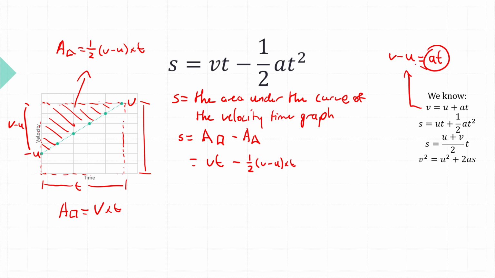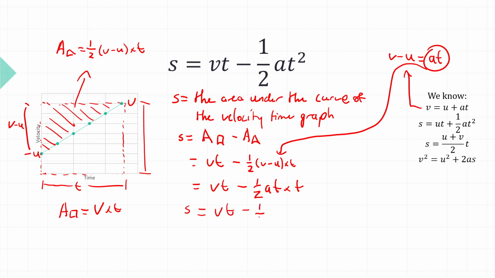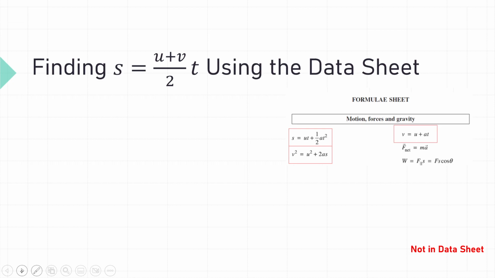We can then take at and substitute it into v minus u. So we can write that as vt minus a half at times t. And again, to simplify the expression, we can have s is vt minus a half at squared. And there we go, our fifth kinematic equation done. Now, I also want to be able to show you how to find the third and fifth kinematic equations, which are not in your data sheet, but not using a graphical method, but instead using the equations that are available to you in your data sheet.